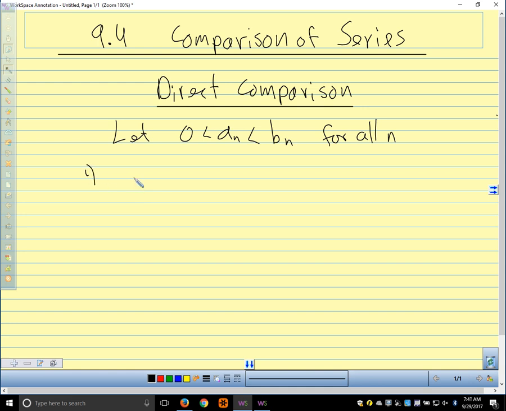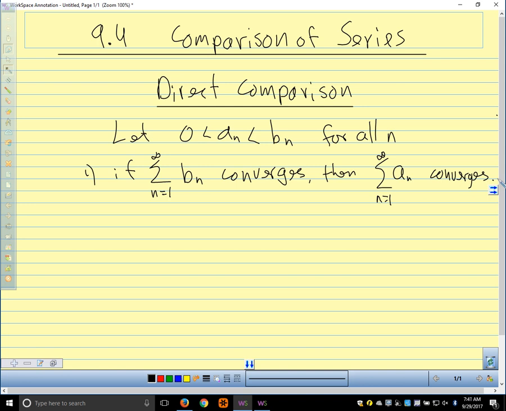We have two tests that we can use here. If the sum n equals 1 to infinity of b sub n converges, then the sum n equals 1 to infinity of a sub n converges. So the way I think about this, b sub n is our series that's up here, and a sub n is down here because b sub n is greater than a sub n. If b sub n converges, it forces a sub n to converge. I think of it like pushing it down.